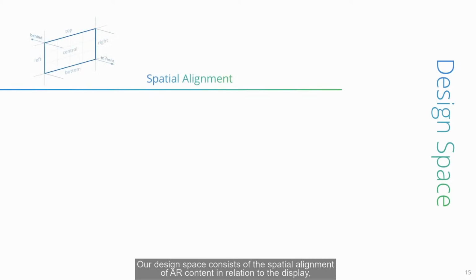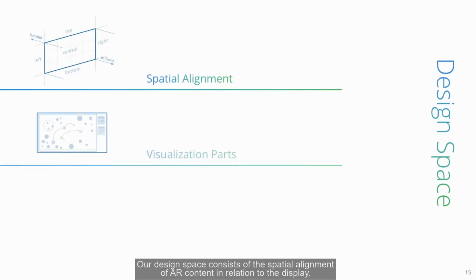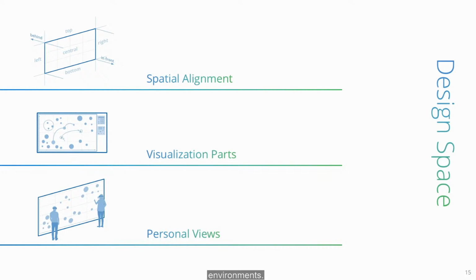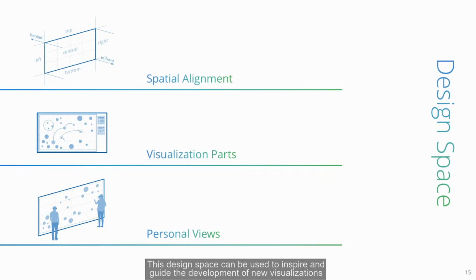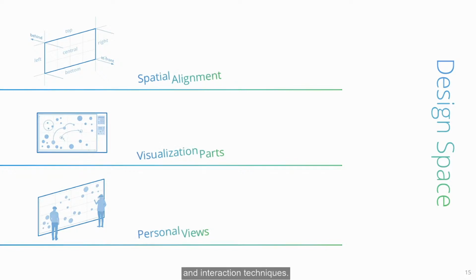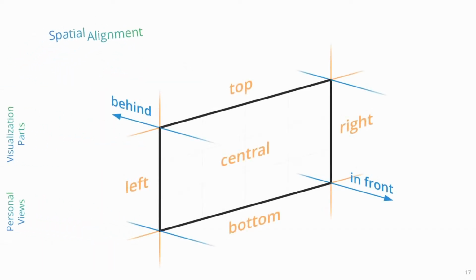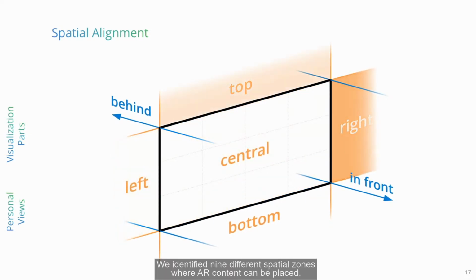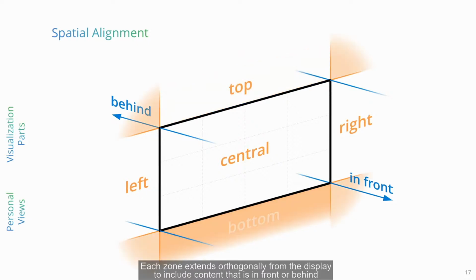Our design space consists of the spatial alignment of AR content in relation to the display, which parts of a visualization can be augmented, and how to provide personal content in multi-user environments. This design space can be used to inspire and guide the development of new visualizations and interaction techniques. We identified 9 different spatial zones where AR content can be placed. Each zone extends orthogonally from the display to include content that is in front or behind the display.